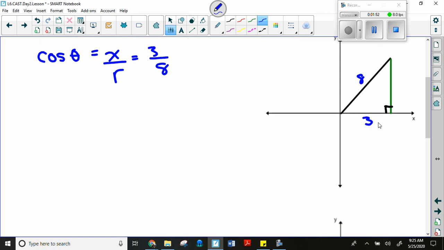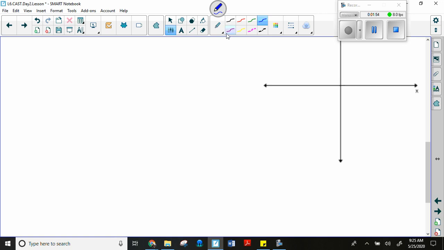The other place where cos could be positive is in quadrant 4, which would mean we've got, not supposed to be green.